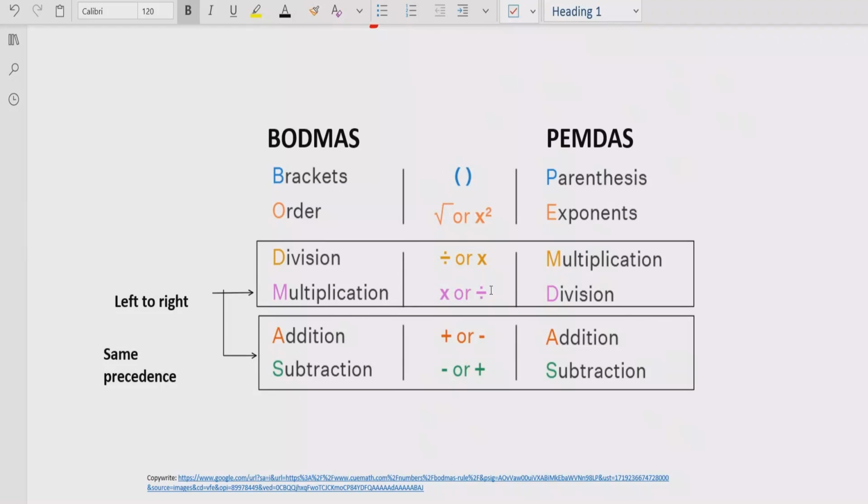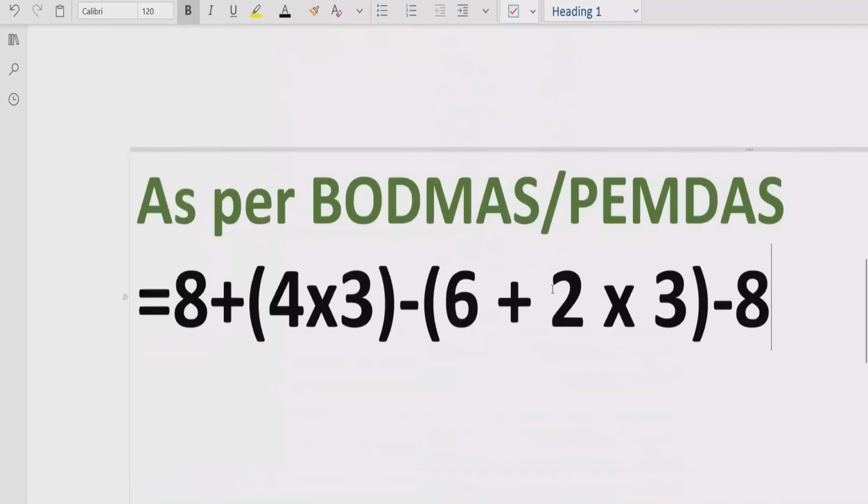Step number 3, you have to solve the division and multiplication. What you have to do, you have to go left to right in your expression and find out division and multiplication. Both have similar precedence, so you can solve any of them which is coming first. Similarly, for addition and subtraction, we have the same rule. We can solve addition first if it is coming first, and we can solve subtraction first if it is coming first. Now move forward to solve the given expression.